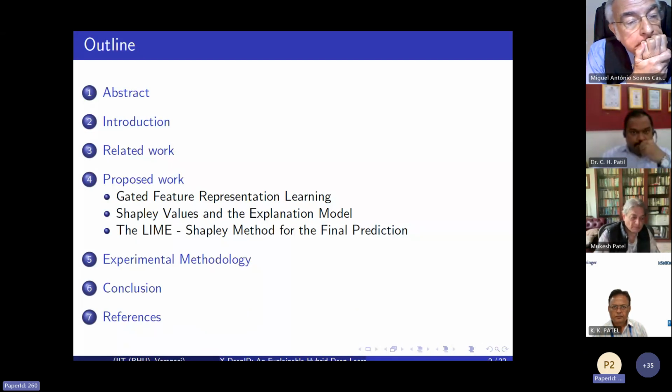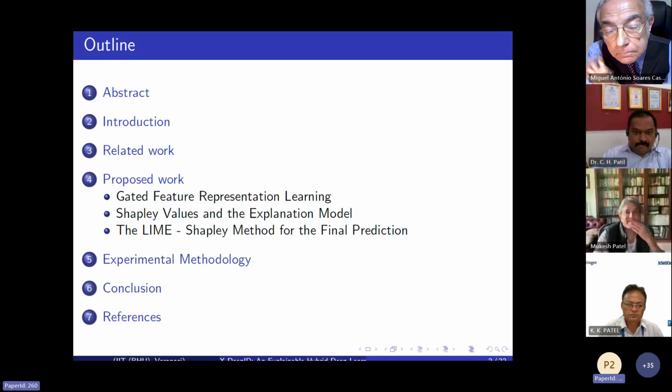Basically, we have proposed three basic methods: gated feature representation learning, Shapley value, and the explanation model. Here we have used global and local models. And the third one is the LIME Shapley method for the final prediction. Then I will conclude my session by explaining experimental results.